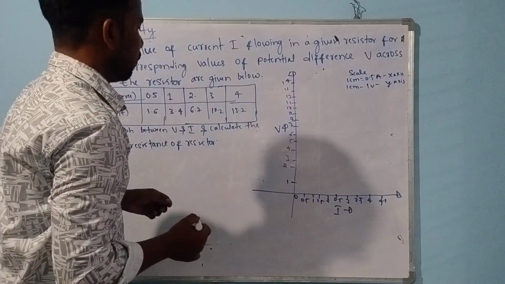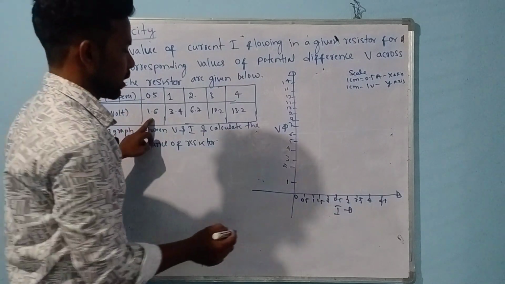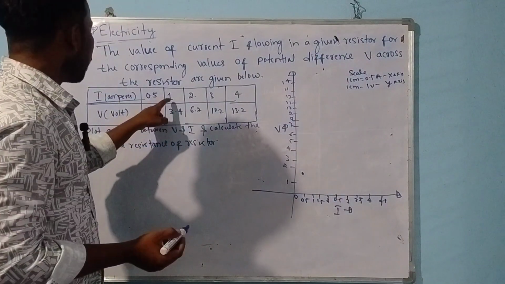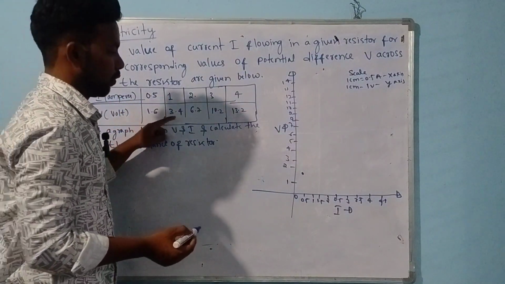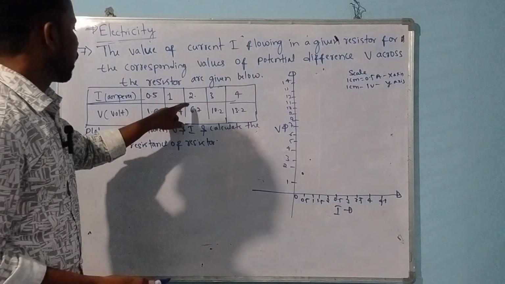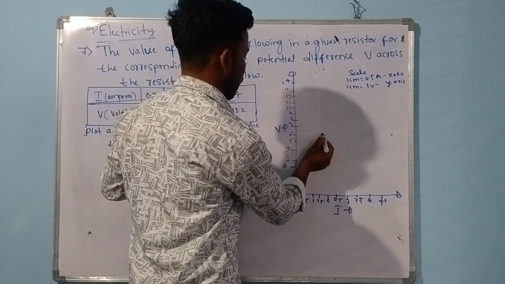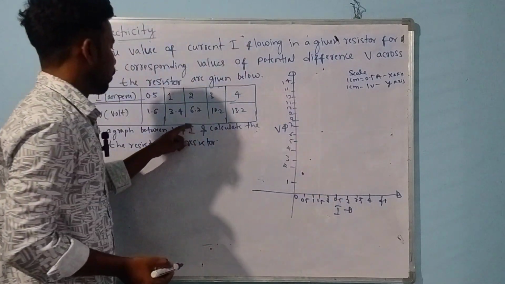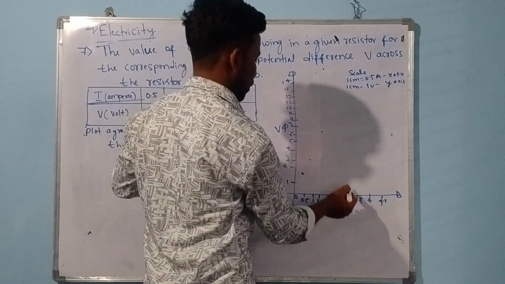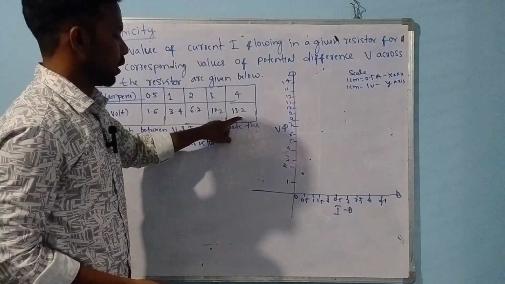Now, when current is 0.5 ampere, voltage is 1.6, which is nearly here. When current is 1 ampere, voltage is 3.4, here. When current is 2 ampere, voltage is 6.7, here. When current is 3, voltage is 10.2, here. When current is 4, voltage is 13.2.